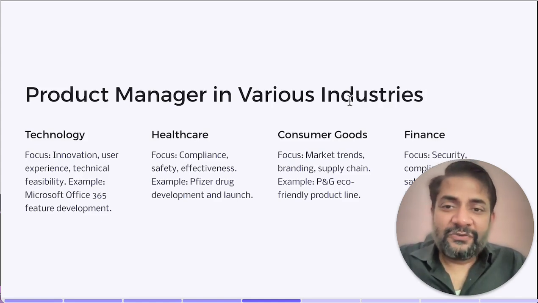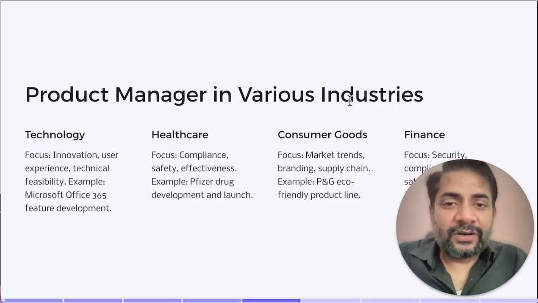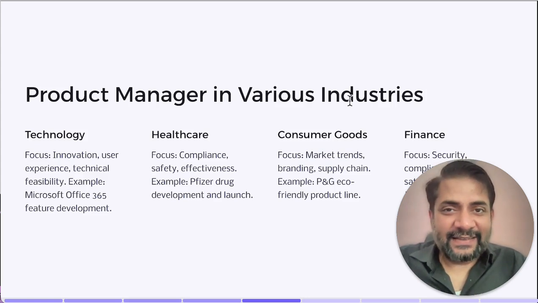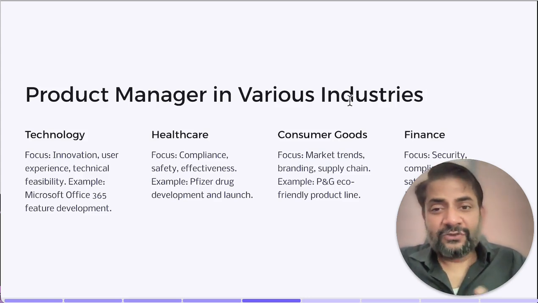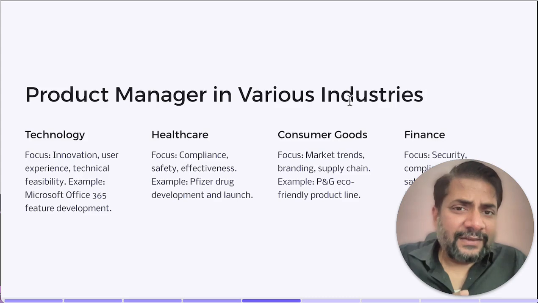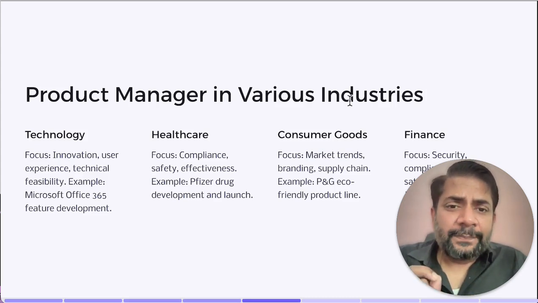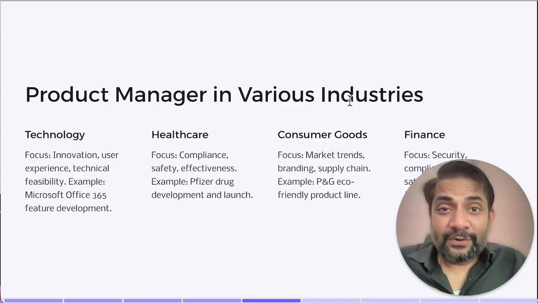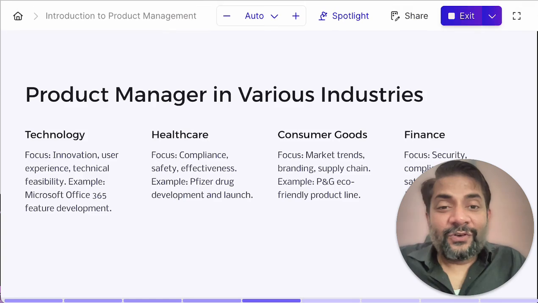The fourth sector could be finance. In a bank like JP Morgan Chase, a product manager could develop a new digital banking feature, enhancing customer convenience and security. The key focus could be on security, regulatory compliance, and customer satisfaction. A report by Glassdoor shows that product managers are among the top 10 highest paying roles in the tech industry, highlighting the importance and demand for this position.